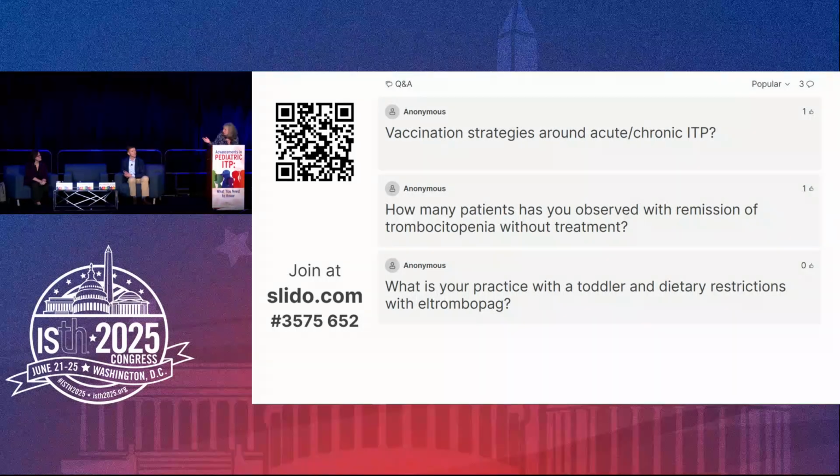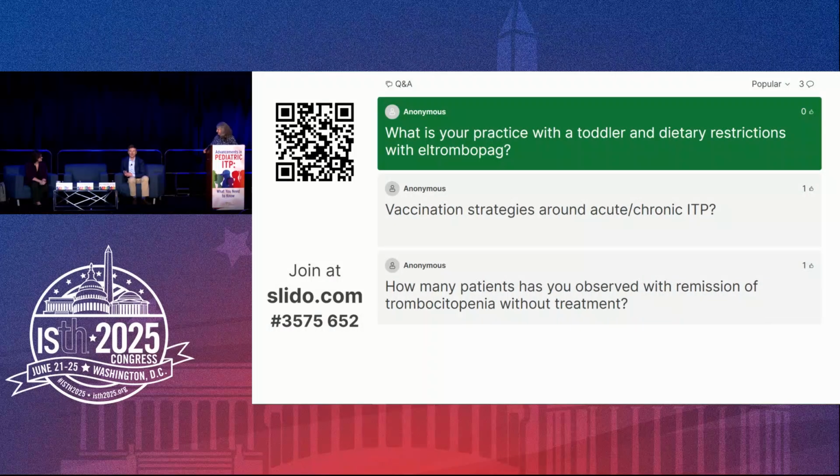And while we're on this topic, we touched on it briefly, but just working around dietary restrictions, any thoughts on how to give some advice on working with a toddler and dietary restrictions for eltrombopag? Typically, most patients are either dosed first thing in the morning on an empty stomach or last thing before bed. And some families have even chosen to wake their child up in the middle of the night and give the medication. I haven't thought of anything better than those two strategies for the diet interaction.